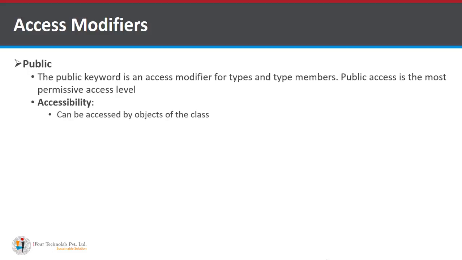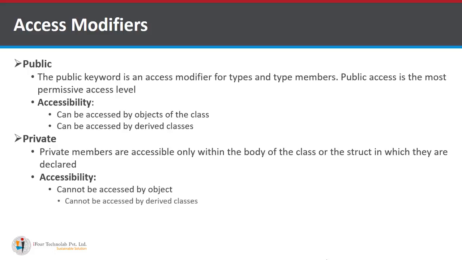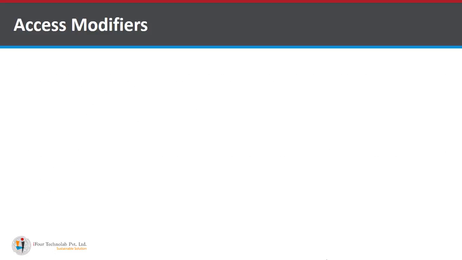Accessibility: it can be accessed by objects of the class. It can be accessed by derived classes. Private: private members are accessible only within the body of the class or the struct in which they are declared. Accessibility: it cannot be accessed by the object, and it cannot be accessed by derived classes.